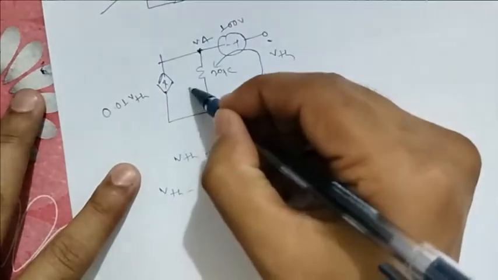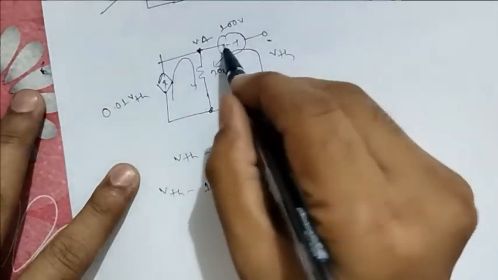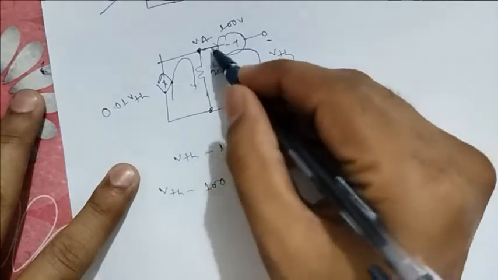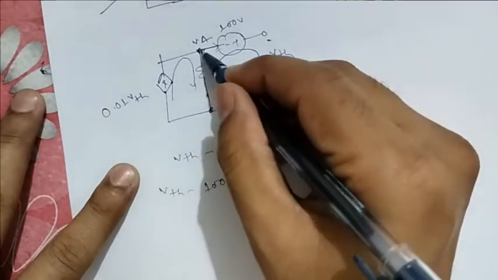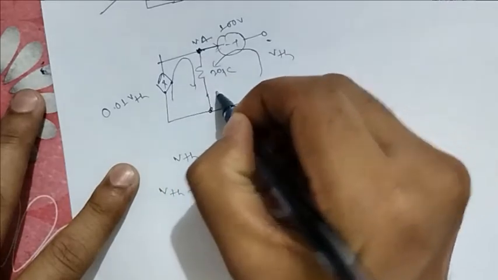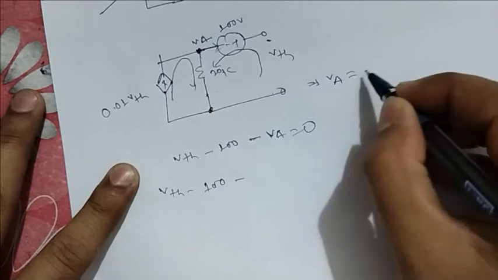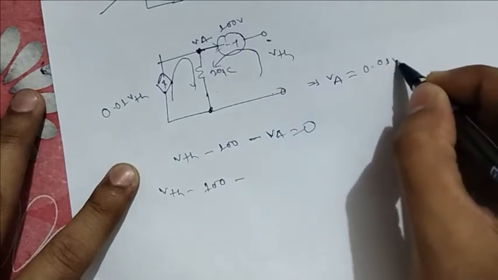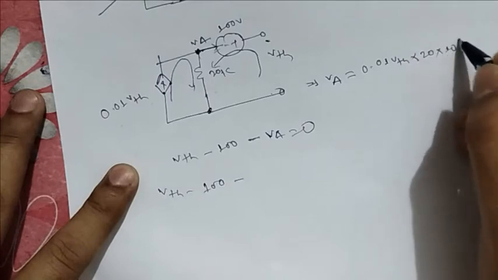What is this VA? This current is just going to come through this branch. It will not go to this branch because this is open circuit. Now what will be the voltage? This current into resistance. Now what is VA? VA is nothing but 0.01 VTH into this 20 kilo ohm.